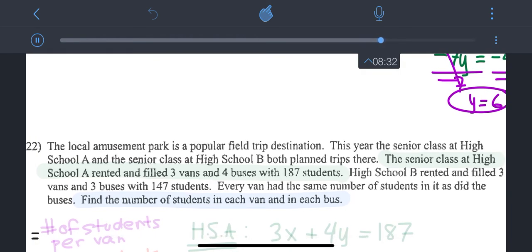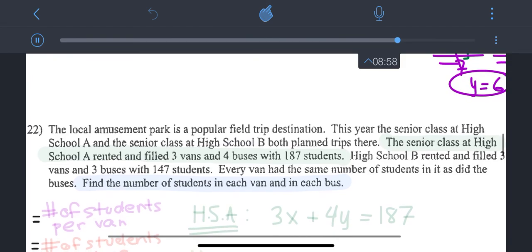It says, a local amusement park is a popular field trip destination. This year, the senior class at High School A and the senior class at High School B both planned trips there. The senior class at High School A rented and filled 3 vans and 4 buses with 187 students. High School B rented 3 vans and 3 buses with 147 students. Every van had the same number of students in it as did the buses. Find the number of students in each van and each bus.